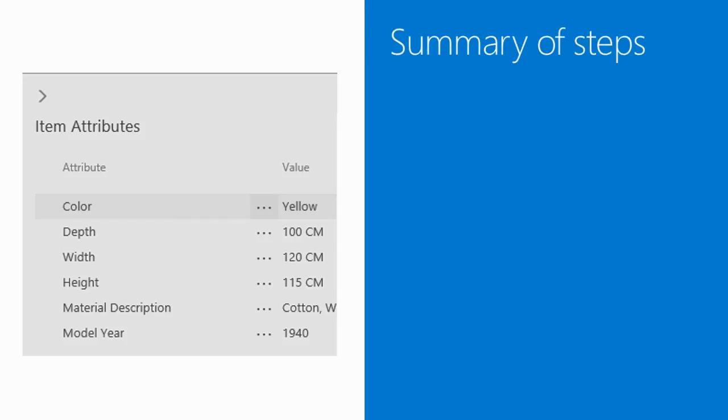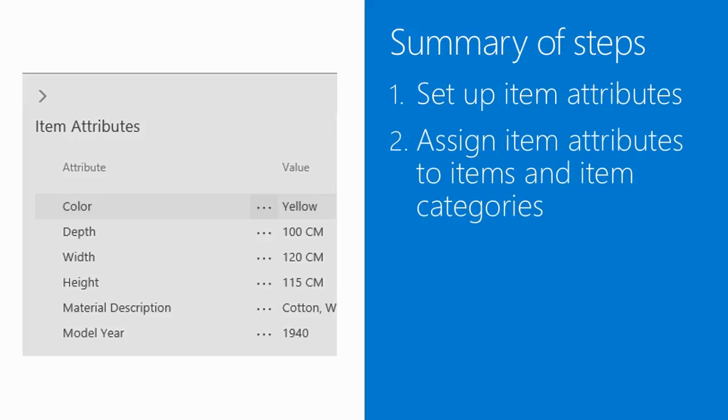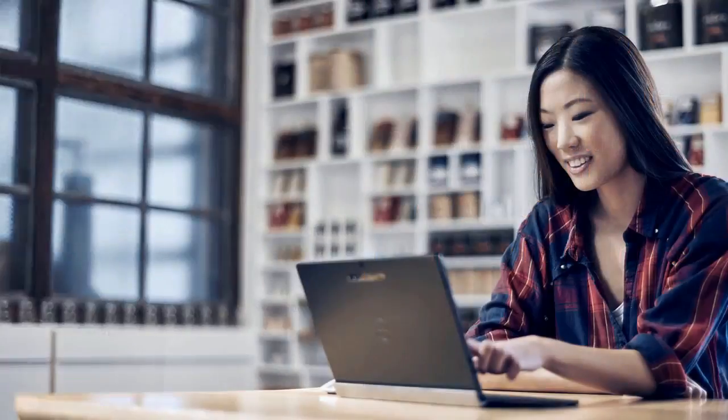In this video, we saw how easy it is to work with item attributes in Microsoft Dynamics NAV 2017. And we followed these steps. First, we had a look at the setup of item attributes. Then we looked at how to assign item attributes to items and item categories. And finally, we filtered our items by item attributes.